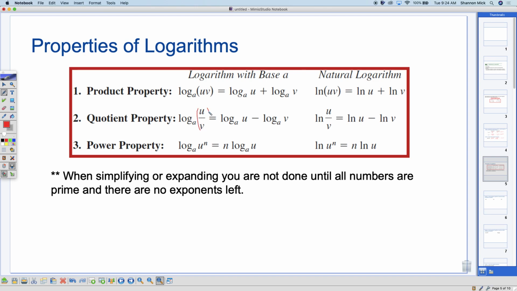Please put parentheses around your quotient. I don't know why they don't have it there. So the quotient property is log base A of U divided by V is log base A of U minus log base A of V. And the same exact rule applies for natural log.